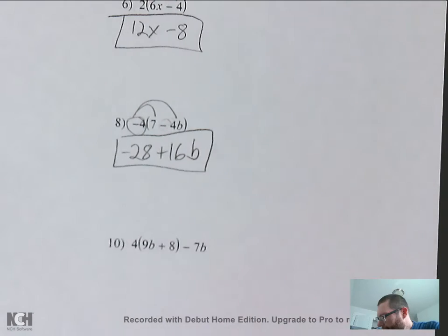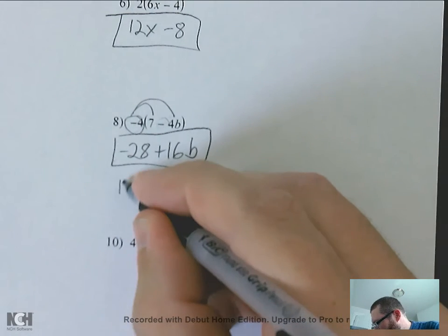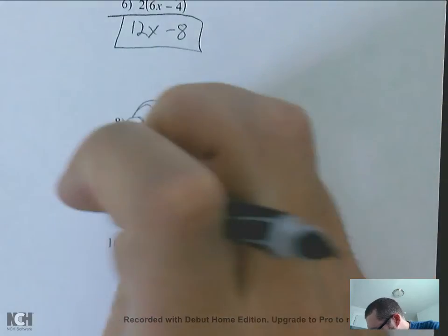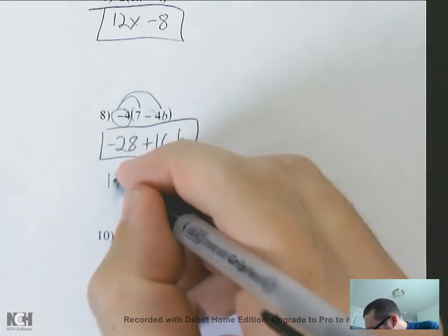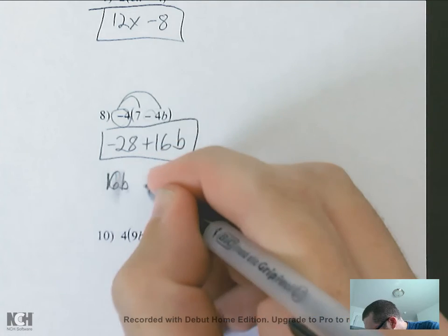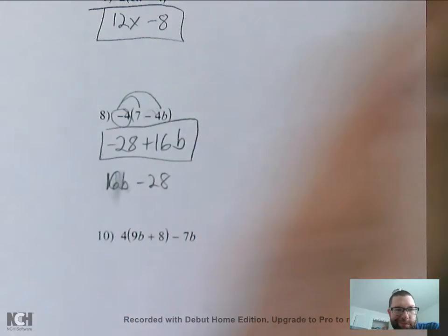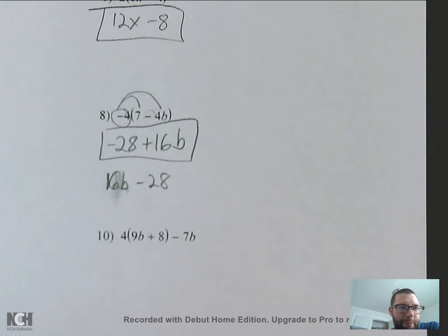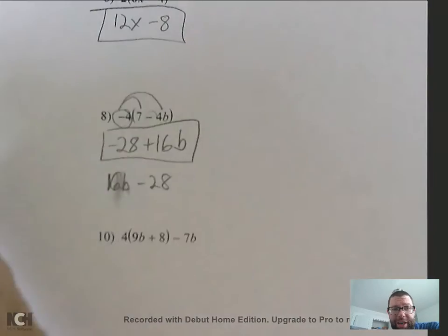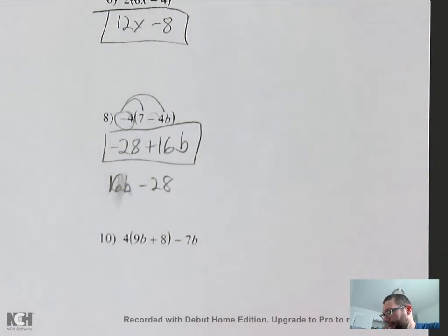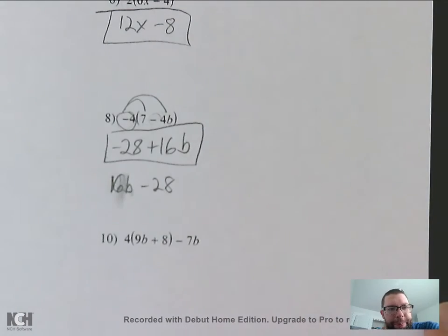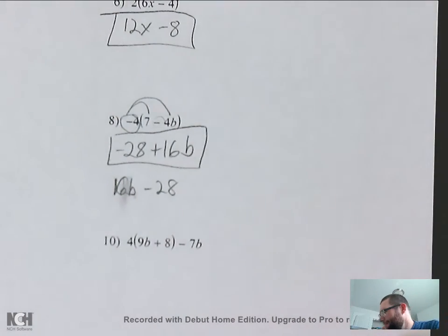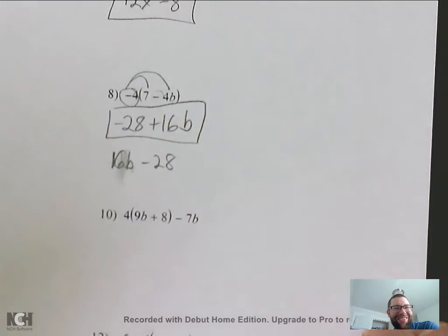-28 plus 16b. Now, generally speaking, you like to put the variable first. Whoops. That's why we use pencils. So 16b minus 28. I think we usually account for both possibilities on most things this year. It's not super important at this stage, but it does help you as you get further in math to organize variables before constants. And there is a proper order to it, and you will hear about that a lot in Secondary 2 next year. That's when it really starts to matter.